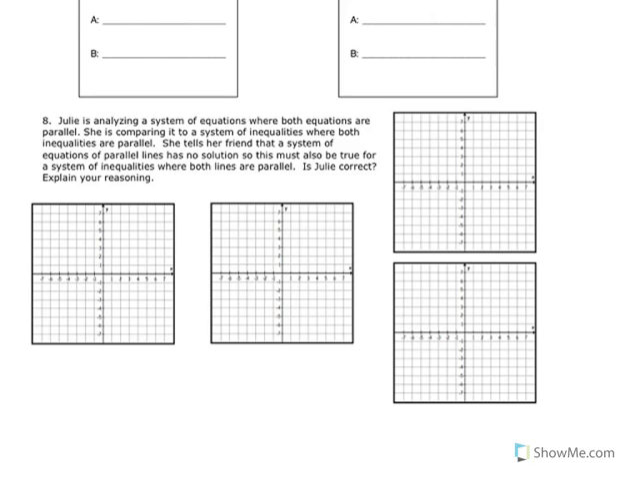Okay, so let's look at number 8. Julie is analyzing a system of equations where both equations are parallel. She is comparing it to a system of inequalities where both inequalities are parallel. She tells her friend that a system of equations of parallel lines has no solution, so this must also be true for a system of inequalities where both lines are parallel. Is Julie correct? And explain your reasoning.